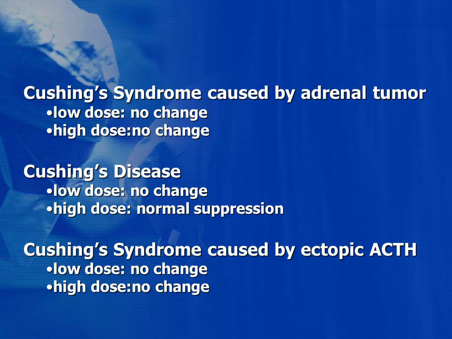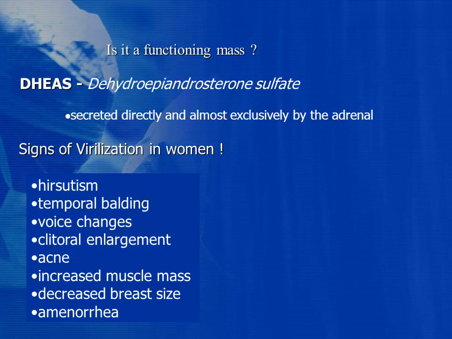Cushing's syndrome caused by adrenal tumor: low dose, no change; high dose, no change. Cushing's disease: high dose, normal suppression. Cushing's syndrome caused by ectopic ACTH. Is it a functioning mass?